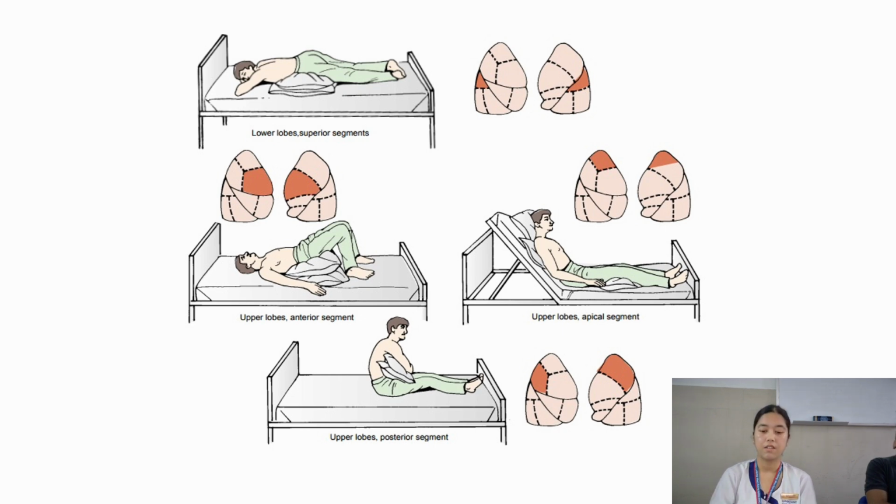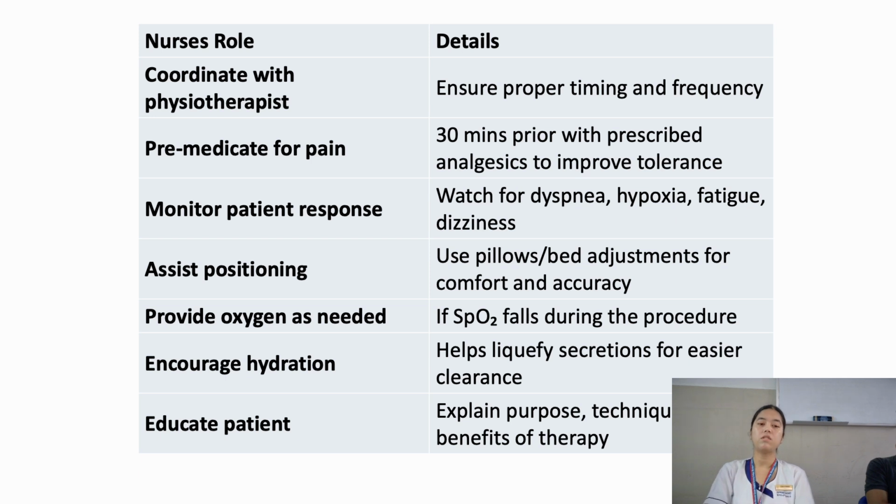with slightly leaning forward. About the nurse's role in chest physiotherapy: coordinate with the physiotherapist to ensure proper timing and frequency, pre-medicate the patient 30 minutes prior to the therapy with analgesic as prescribed, and monitor patient response, watching for dyspnea, hypoxia, fatigue, and dizziness. Assist in positioning with pillows, bed, or adjustment for comfort, provide oxygen as needed, encourage hydration, and educate the patient. And if the patient's saturation falls during the procedure, it should be stopped.